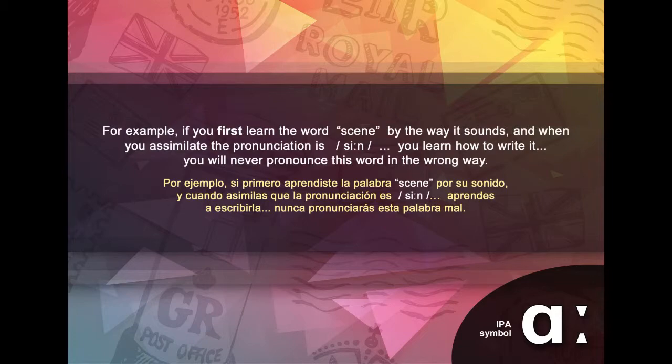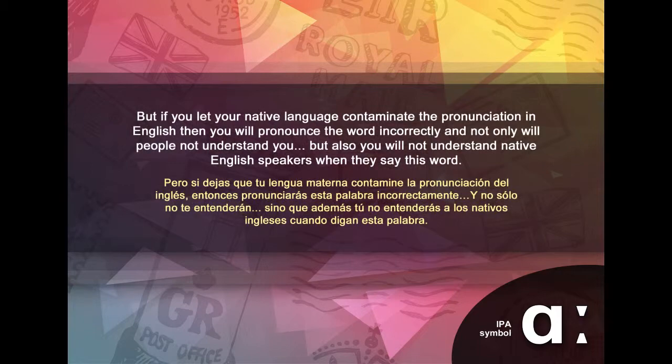For example, if you first learn the word seen by the way it sounds, and when you assimilate the pronunciation is seen, you learn how to write it. You will never pronounce this word in the wrong way. But if you let your native language contaminate the pronunciation in English, then you will pronounce the word incorrectly, and not only will people not understand you, but also you will not understand native English speakers when they say this word.